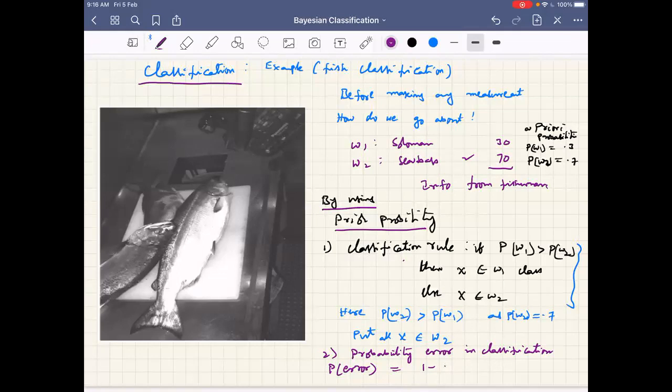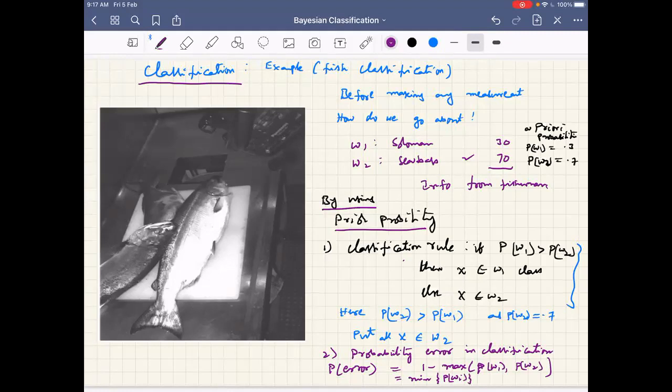So is error equal to maximum of P of omega i? Minimum. 1 minus maximum of P of omega i, or P of omega 1 comma P of omega 2 in this case. In general, it is P of omega i. So I can write like this. Fine, very good. This is also equal to, somebody has said, minimum of P of omega i.